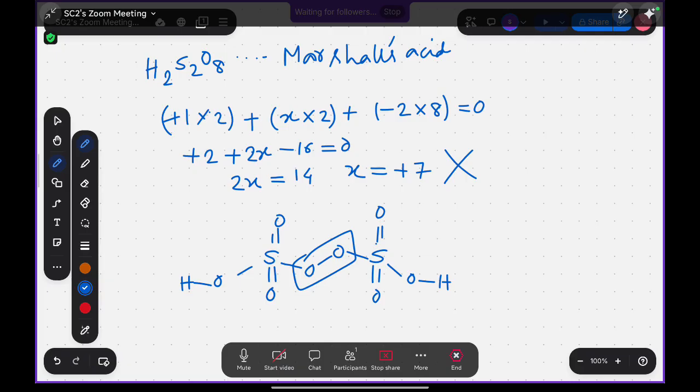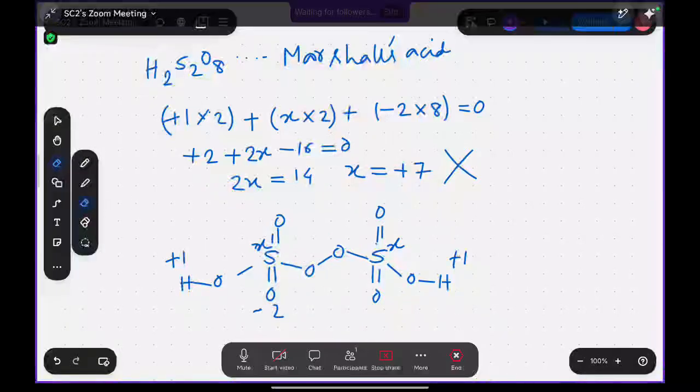Now let's start the calculation. Let's take sulfur to be X, and the oxidation state of sulfur is X. Hydrogen will be again +1 because it is less electronegative than the other atoms. Other than the peroxo oxygen atoms, which will have -1 oxidation state, the other oxygen atoms will have -2 oxidation state.